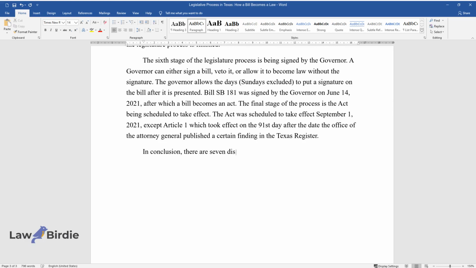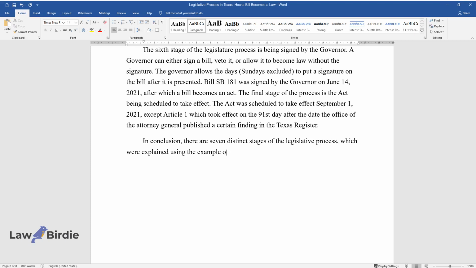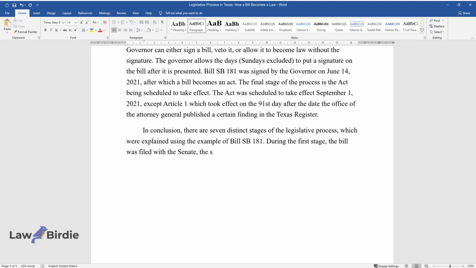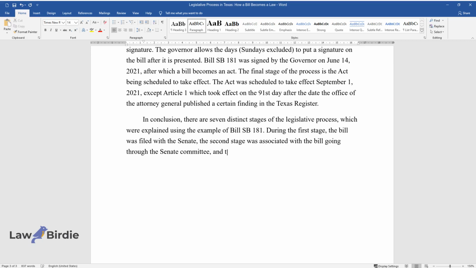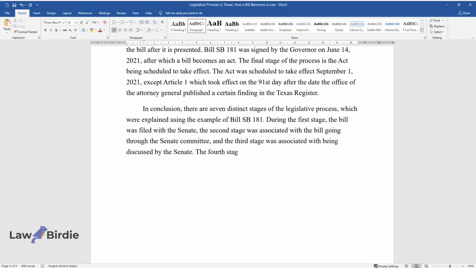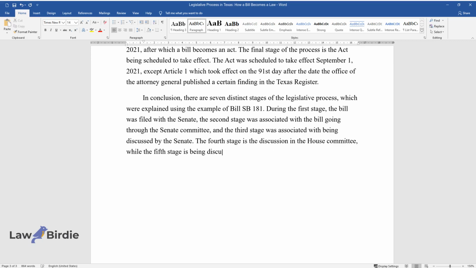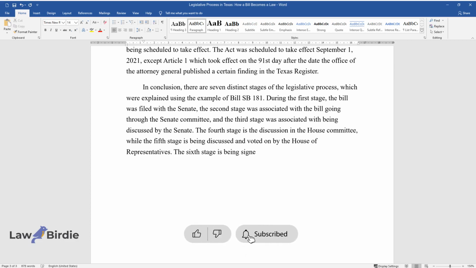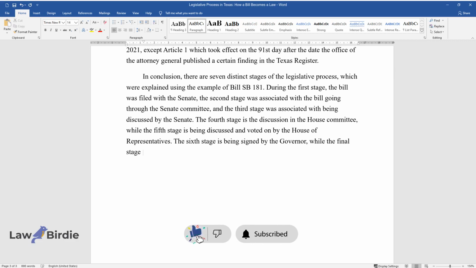In conclusion, there are 7 distinct stages of the legislative process, which were explained using the example of Bill SB 181. During the first stage, the bill was filed with the Senate. The second stage was associated with the bill going through the Senate committee, and the third stage was associated with being discussed by the Senate. The fourth stage is the discussion in the House committee, while the fifth stage is being discussed and voted on by the House of Representatives. The sixth stage is being signed by the governor, while the final stage is scheduling the date the act would take effect.